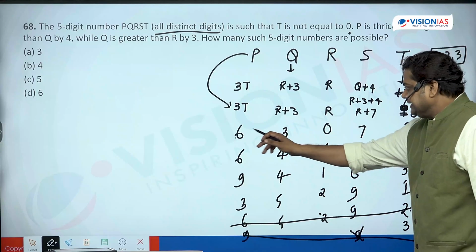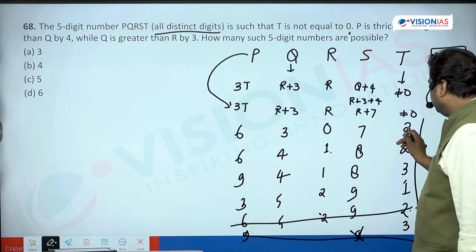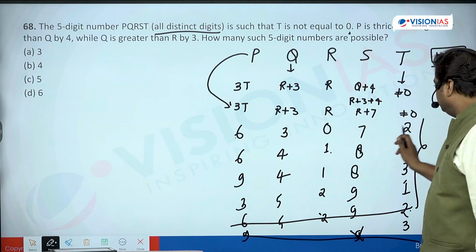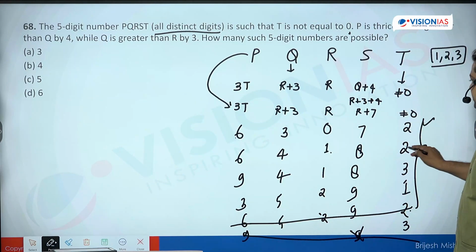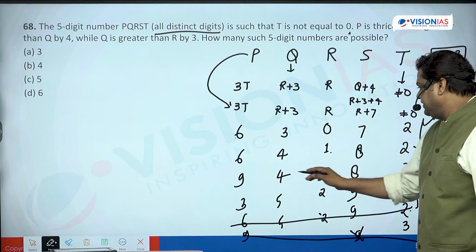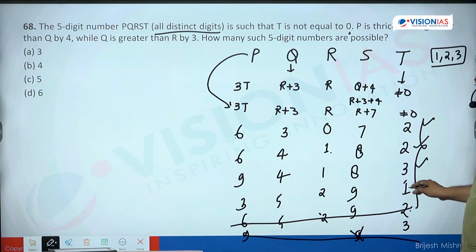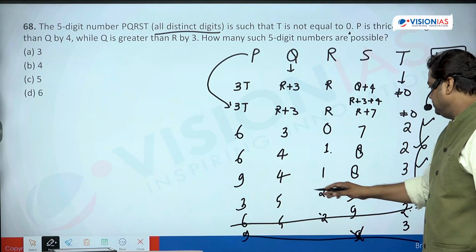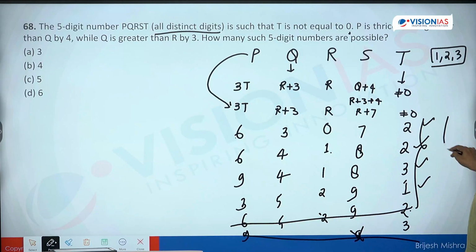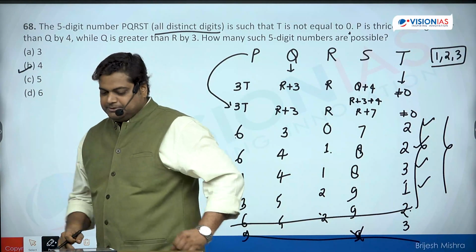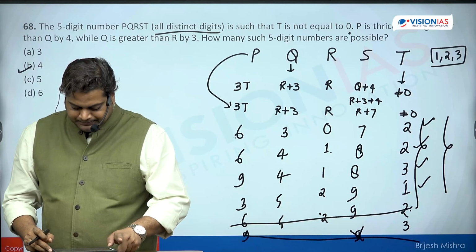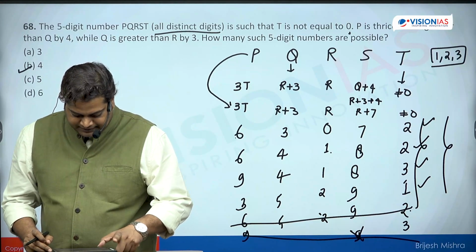Now we are going to check all our distinct digits that we have written here. 2, 7, 0, 3, 6 distinct. Then 2, 8, 1, 4, 6 distinct. 3, 8, 1, 4, 9 distinct. 1, 2, 3, 5, 9 distinct. Total 4 possibilities we are getting. 4 possibilities we are getting. Done. How many questions are left?